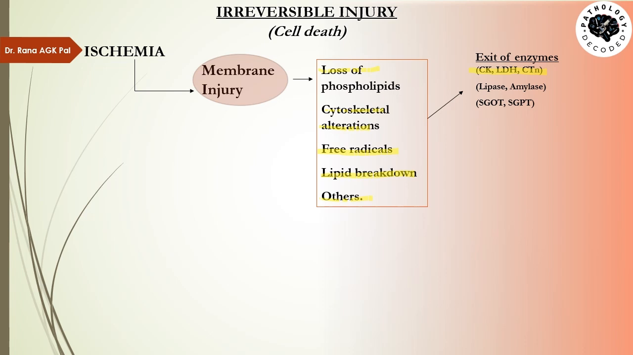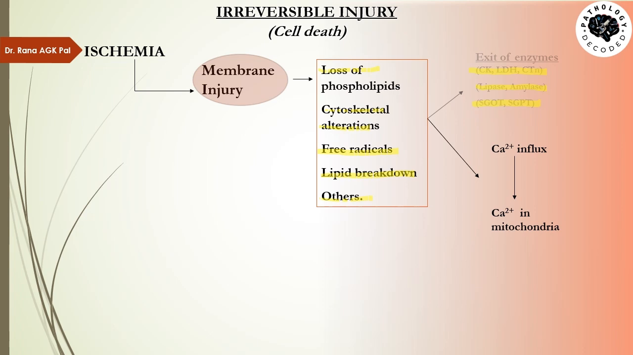Then if the damage is to the pancreas, there will be an increase in lipase and amylase. If the damage is to the hepatocytes or the liver cells, then there will be an increase in SGOT or SGPT. So this is one important practical aspect: why the level of the enzymes increases, and how, by knowing which enzyme has increased, a clinician can tell which organ cells are getting damaged.